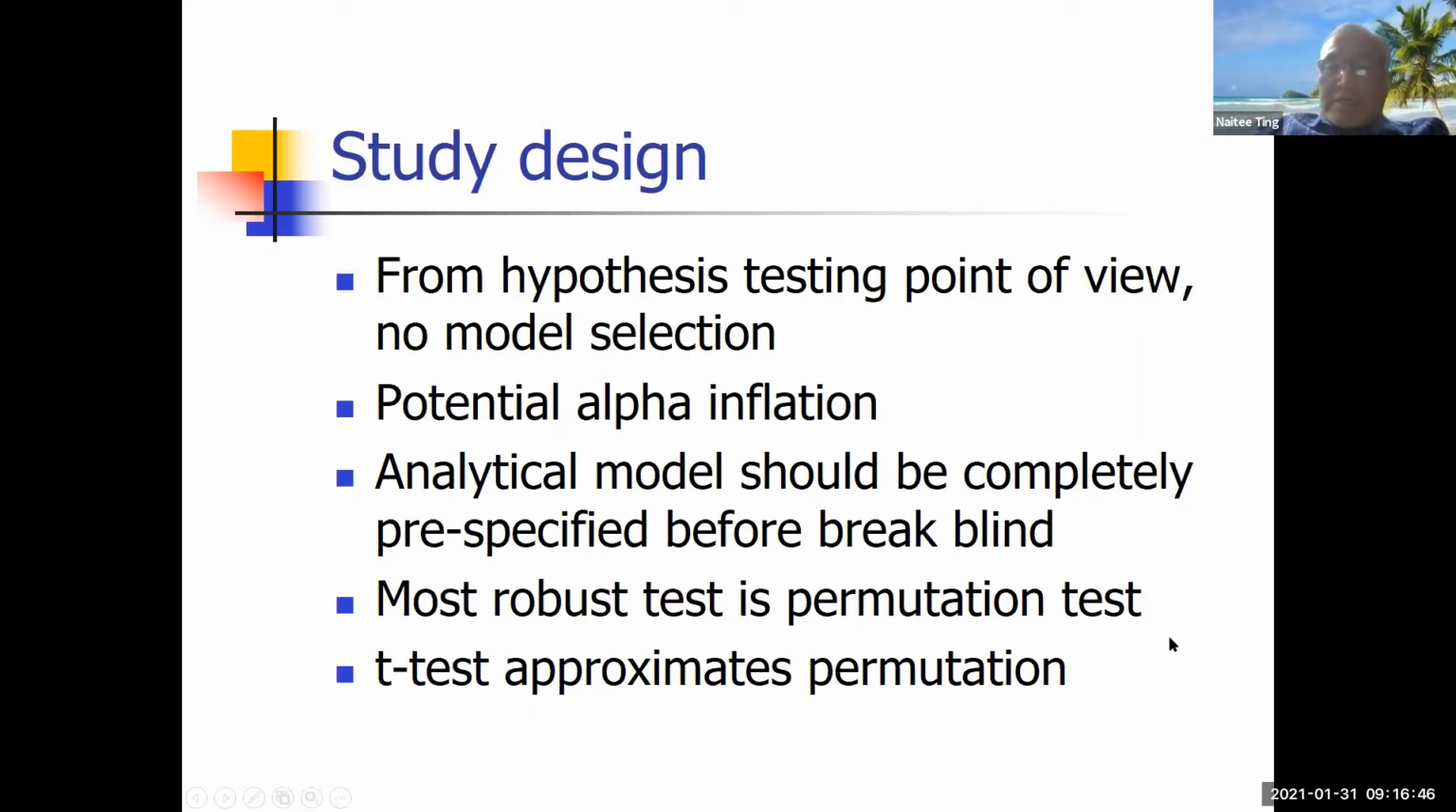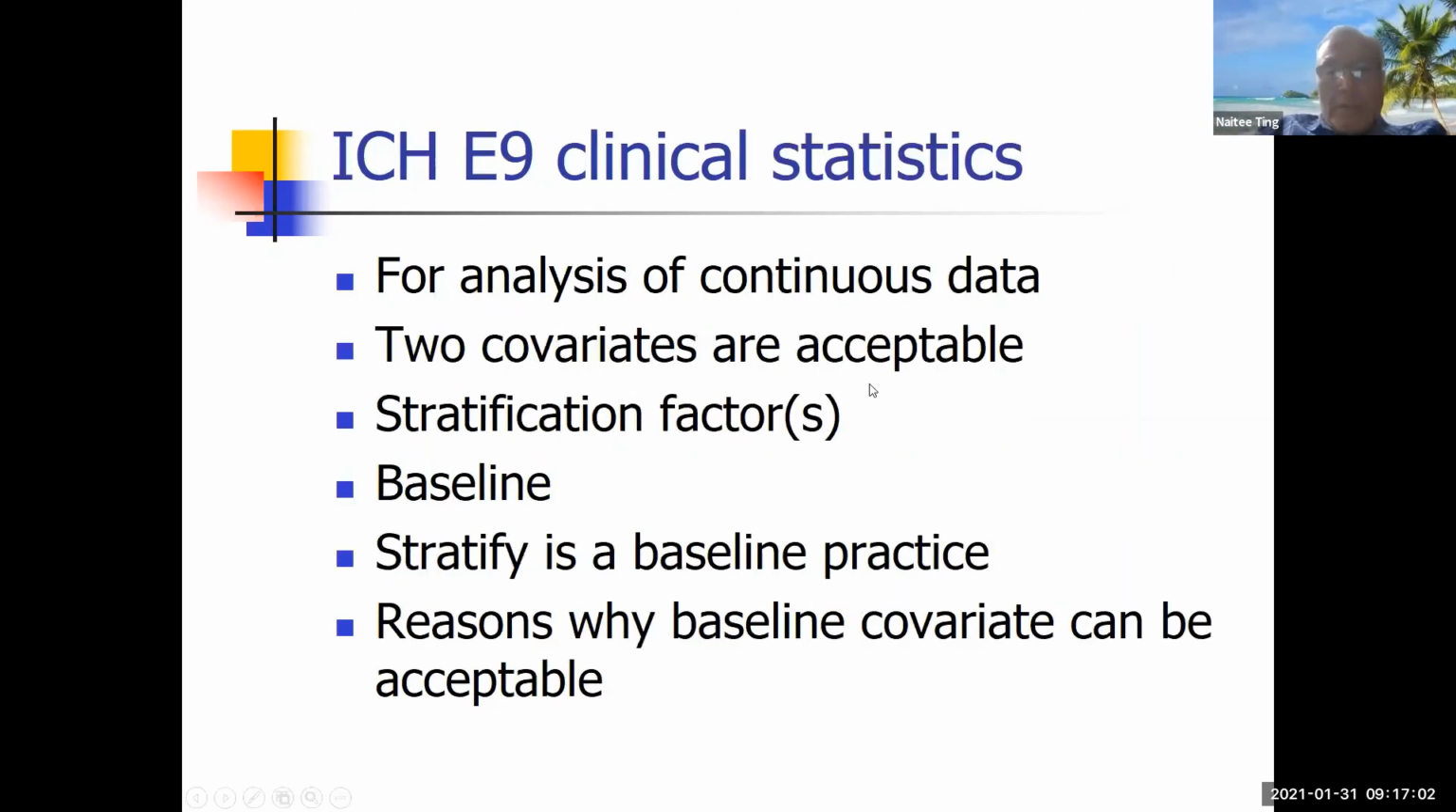Now, just in case the drug is not good enough, we include some additional covariates in the model. But whatever covariate you want to include in the model, it has to be justified. It has to be clearly, completely pre-specified. ICH E9 recommends that for analysis of continuous data, two sets of covariates are acceptable: stratification factors and baseline. Because stratification is a baseline practice. At the design stage, you've considered stratification, so that's acceptable.